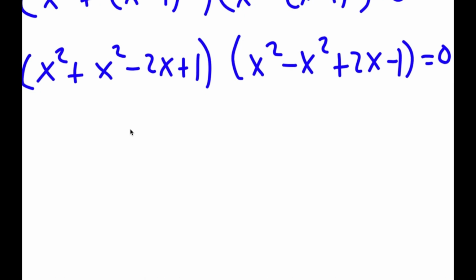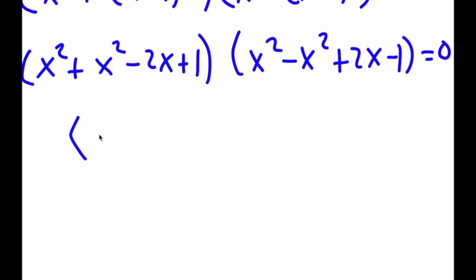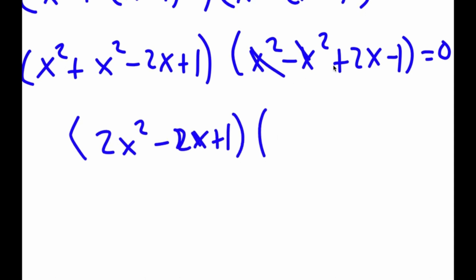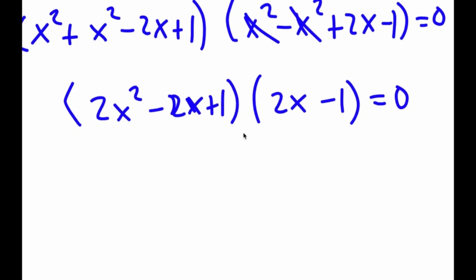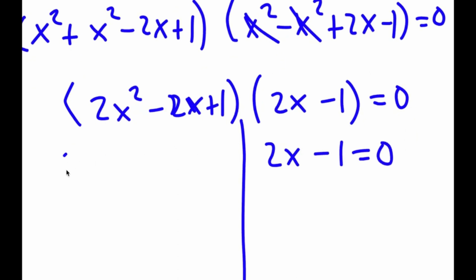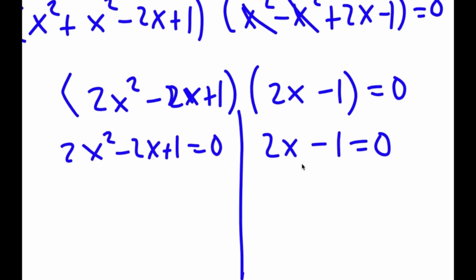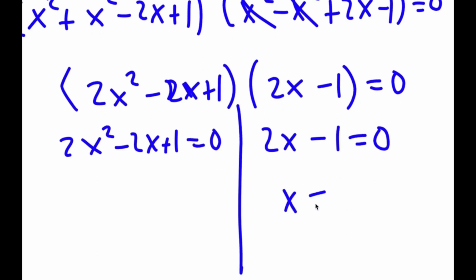So now, let's go ahead and simplify this. x squared plus x squared is 2x squared. So I have 2x squared minus 2x plus 1 times x squared cancel out. So just 2x minus 1 is equal to 0. So now this gives me two equations. I have 2x minus 1 is equal to 0. And I have 2x squared minus 2x plus 1 is equal to 0. So for 2x minus 1 equals 0, x is simply equal to 1/2.